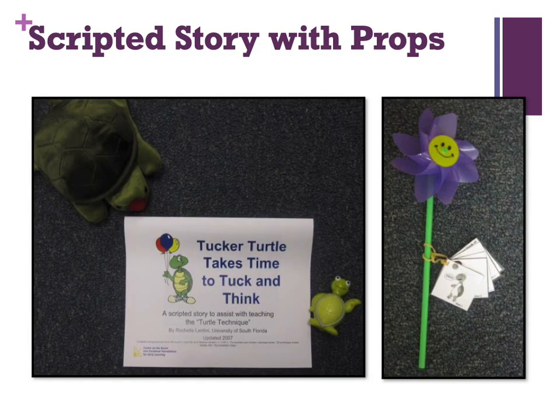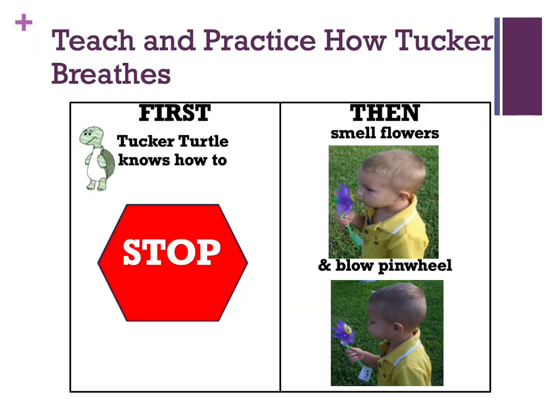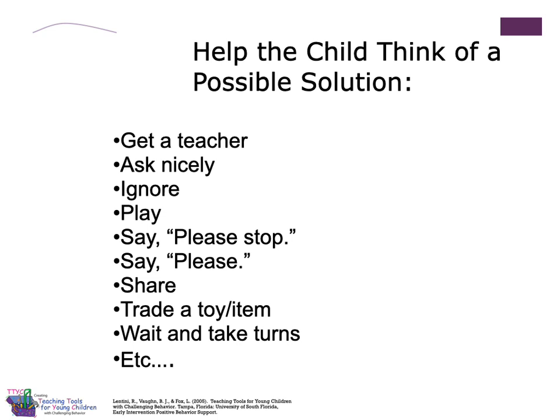So you can print out the story as you see on the left side, or you can have some props. To teach these four steps to young children, you can use this pinwheel so they can learn and practice the three deep breaths, right? So smell the flower and blow the pinwheel so they can practice the breath. As they're young, if they have some solution kits as a hint, it will be really helpful.